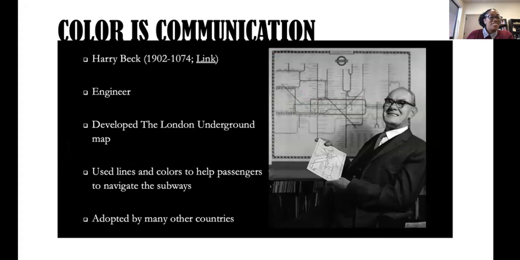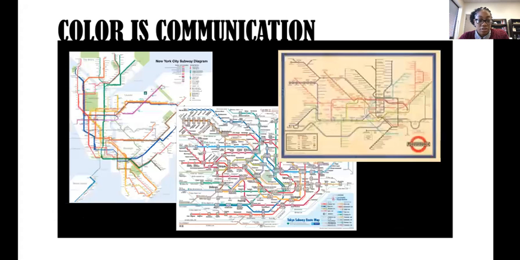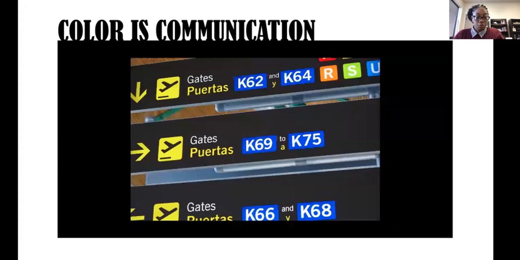Now, when it comes to colors and communication, you have Harry Beck, who was an engineer who created the London Underground map, which helps us navigate subways and paths when riding trains. Now, this became so popular, it was adopted in other cultures as well. So we have the train system in New York on the left, and in the middle, we have the Tokyo subway system. It looks confusing, but it's actually very easy to navigate. And that's just from personal experience.